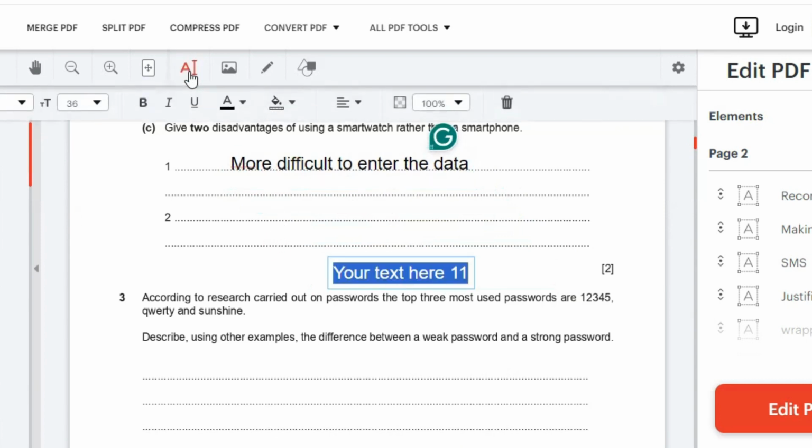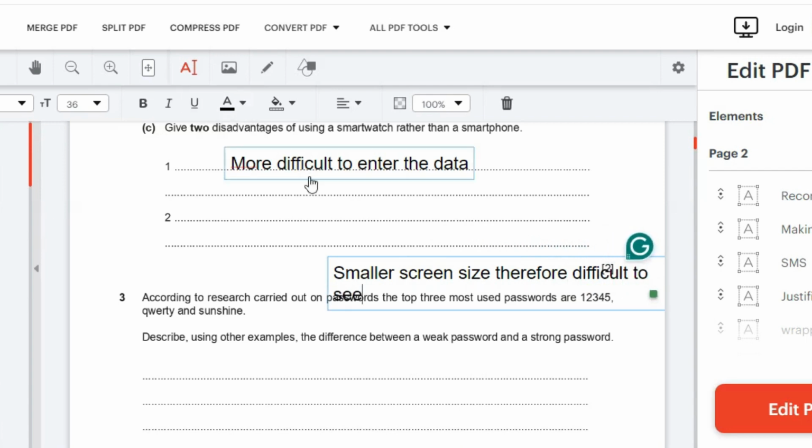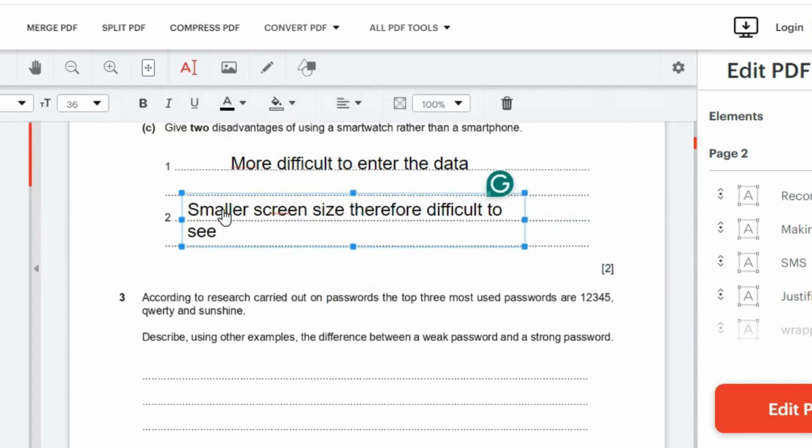Another one is smaller screen size, therefore difficult to see. Smaller screen size, therefore difficult to see.